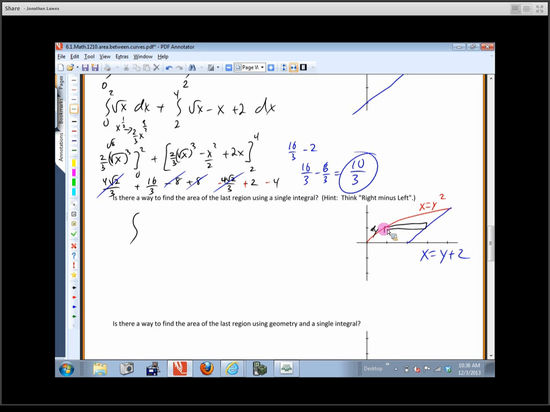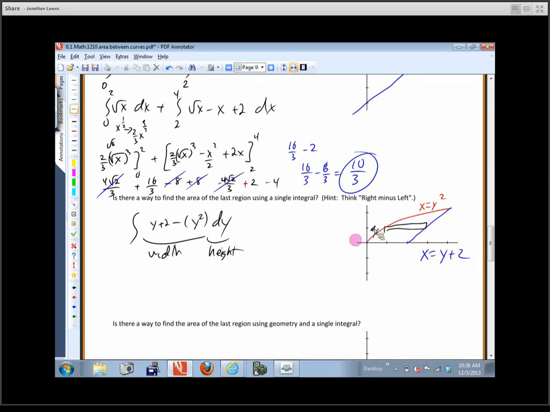So now I need a width and I need a height. How wide is it? Right minus the left. So this is going to be y plus 2 minus the left, which is y squared. And how tall is it? dy. Okay, I've got everything in here, the integrand and the differential, all written in terms of y.